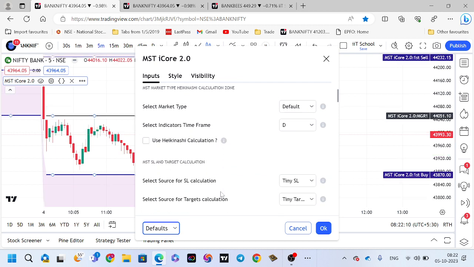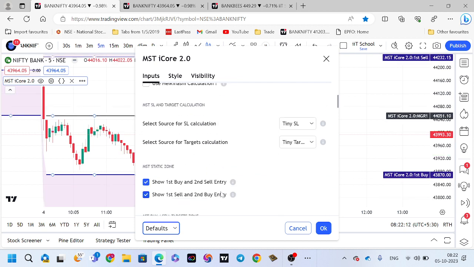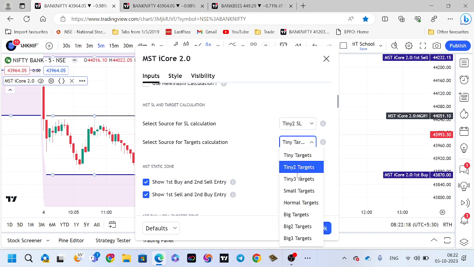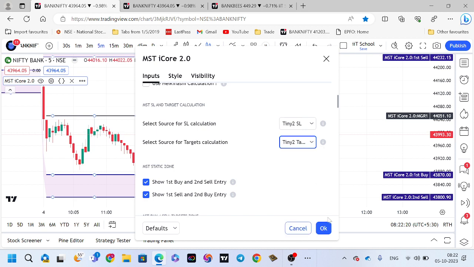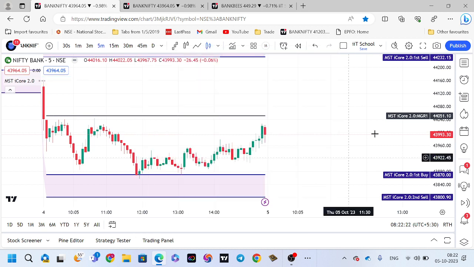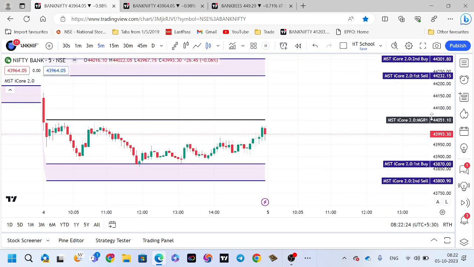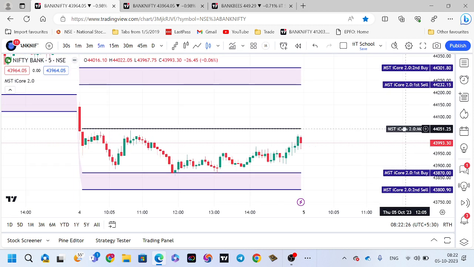And don't forget, we have to give a little amount to the market and we have to aim for the big amount. That is why I am trying to keep tiny 2 and tiny 2 targets. This is the only thing we have to change after opening the market. Rest all the things are same.